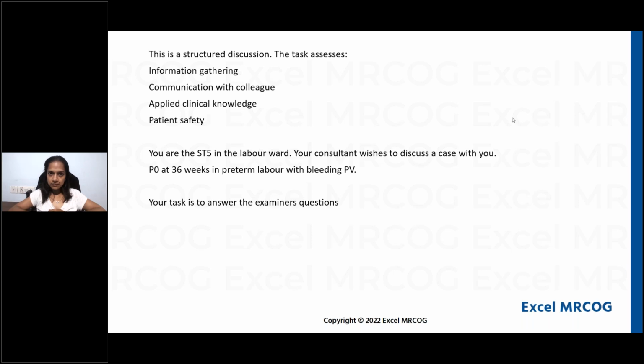I mean, because this is an emergency, so I think we have to give her magnesium sulfate as well. No, not before magnesium sulfate. Only steroids is okay.